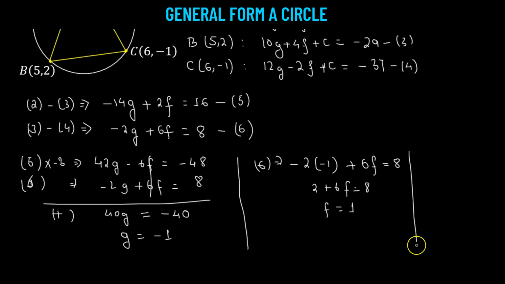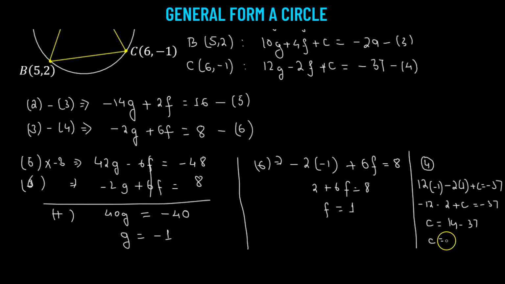So let's use equation number 4. Here we will replace the value of g with -1, so 12 times -1, minus 2 times f, where f is replaced with +1, plus c equals -37. So we get -12 minus 2 plus c equals -37. So c will be equal to -37 plus 14, since -12 minus 2 is -14. So the c value will be equal to negative 23.